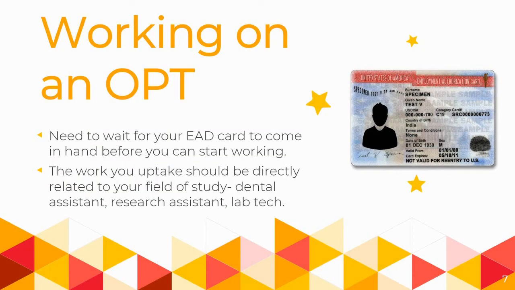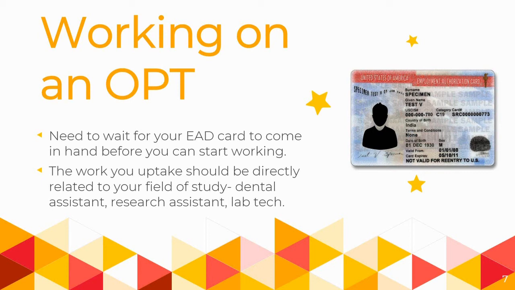Right. I did speak about something called the work permit. The card that I'm showing you is a sample card, which is called an EAD. It is an employment authorization card. This card is what you need to wait for before you can actually start working. So while you're on an OPT, this card is what you're going to show as your proof to work. This is called an EAD card.